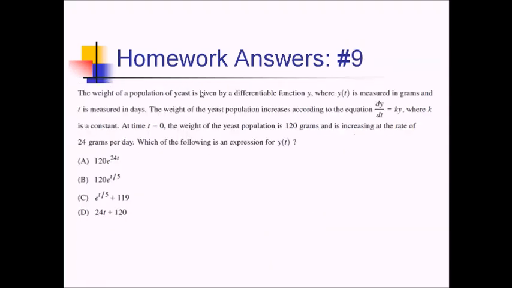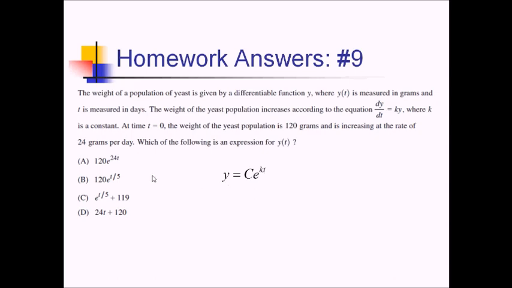For number 9, we have the weight of a population of yeast given by y, measured in days for t, and the weight is increasing according to this differential equation, dy over dt equals ky. And k, of course, is a constant. So given that at time 0, the weight of the population is 120 grams, and increasing at a rate of 24 grams per day, we want to know which expression could represent that original function. So right away, when I see this differential equation, I'm thinking, yeah, this is going to be exponential growth. That's what this means to me. So I'm going to go immediately to y equals ce to the kt.